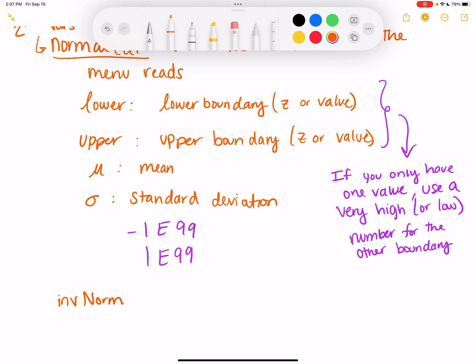And don't ask why they capitalize the N in norm, but they do. Nice. INV norm will give cutoff values.